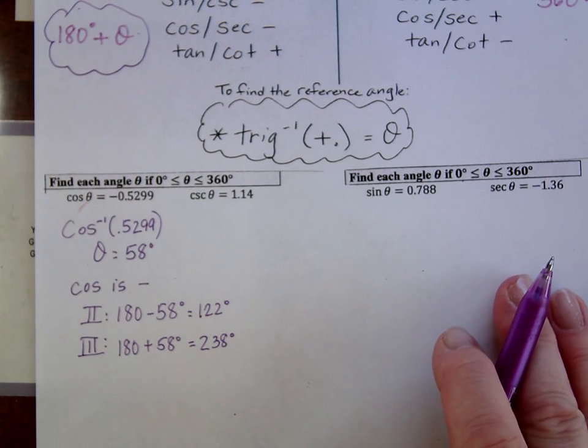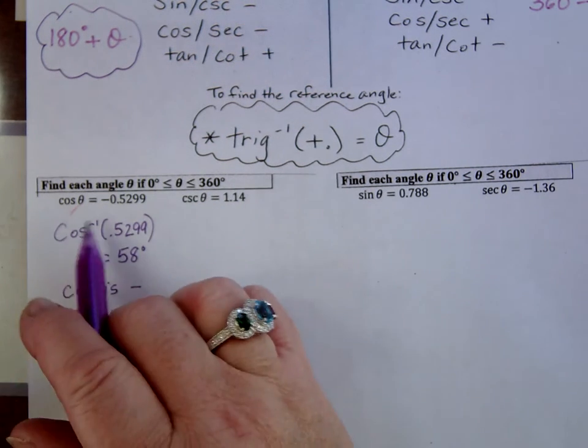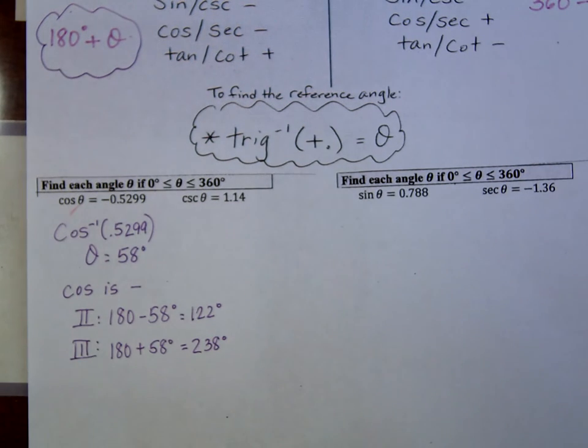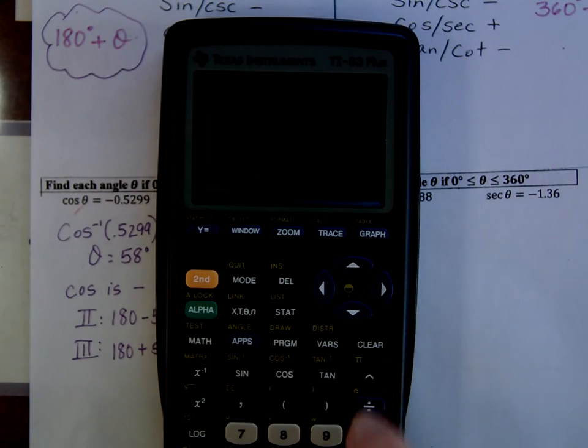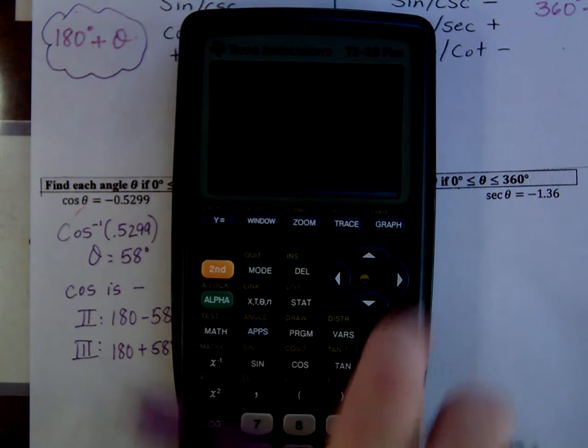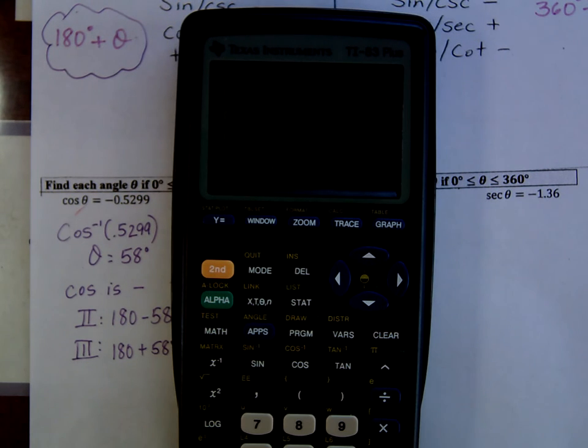Those are the two places where this cosine would equal a negative 0.5299. Let's check it out and see. If I take the cosine of 122 degrees, look at that, negative point.